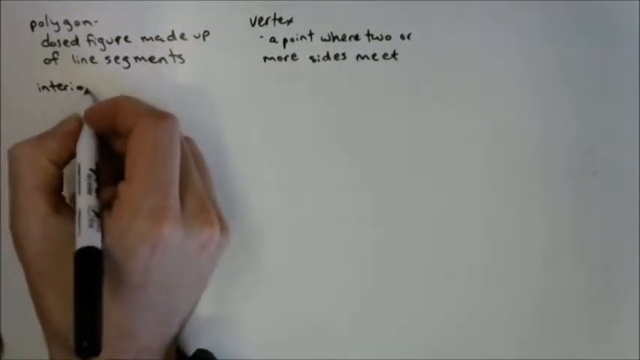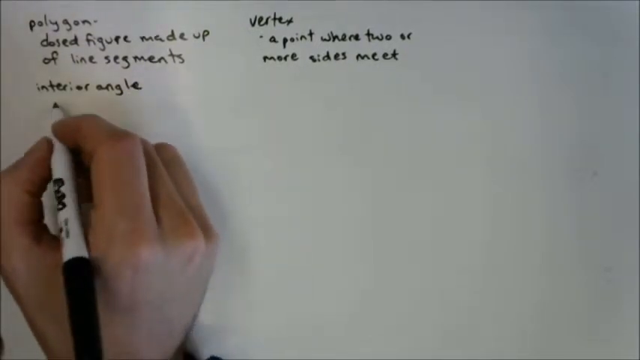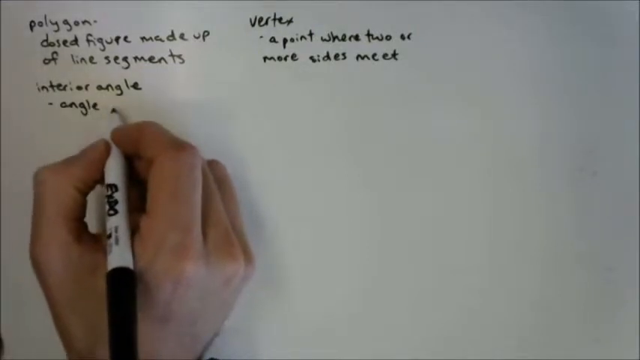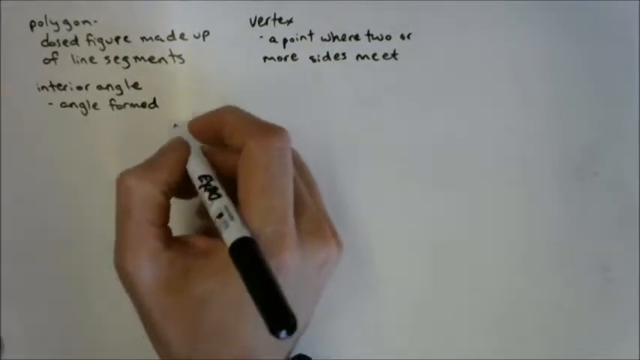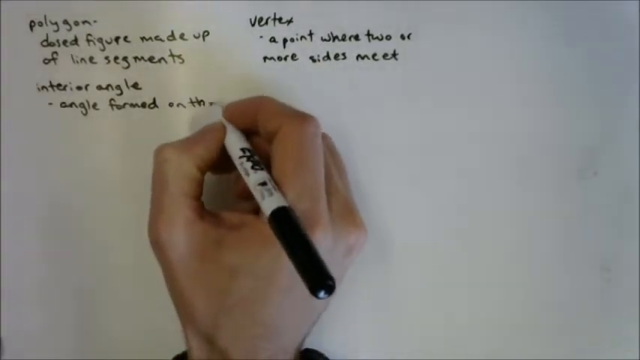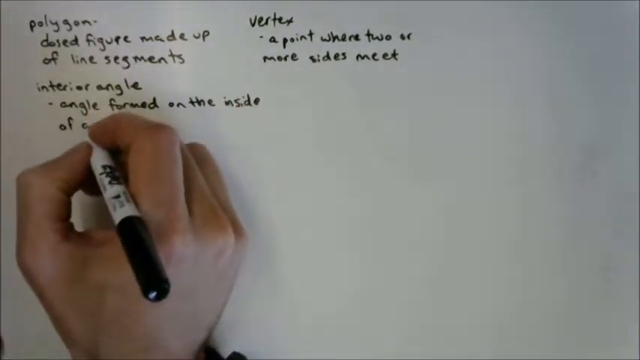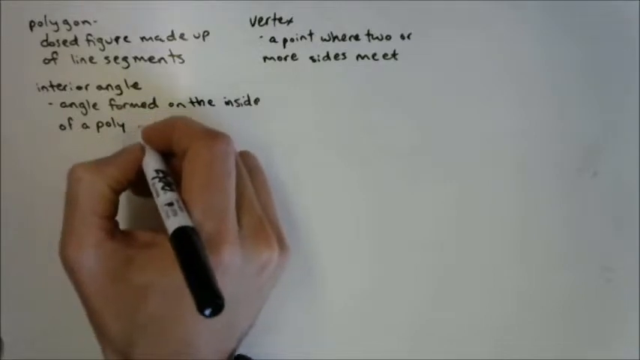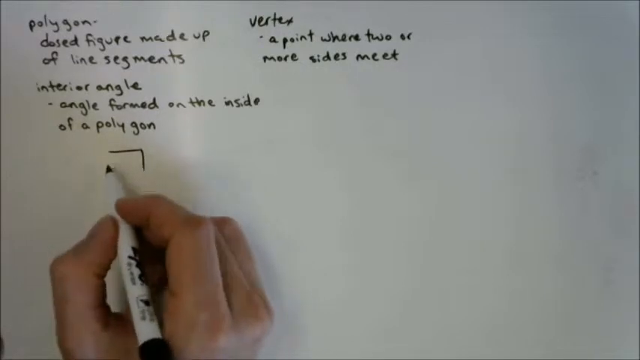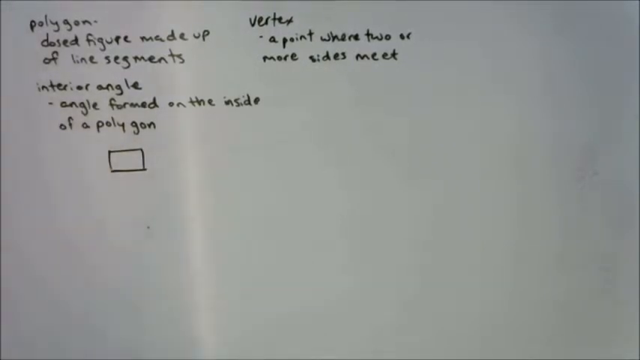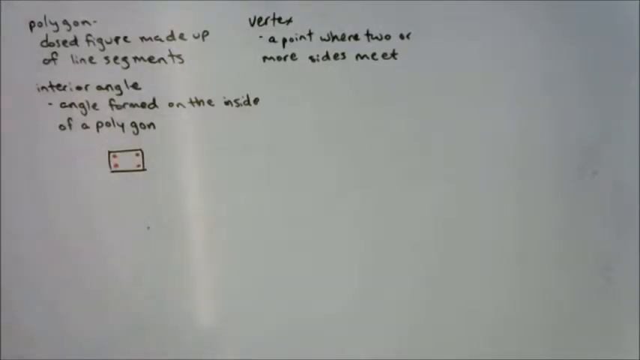Interior angle. This is an angle formed on the inside of a polygon. An angle formed on the inside of a polygon. So, if you were to have a sketch, you could say here is an interior angle, interior angle, interior angle, interior angle. Okay?